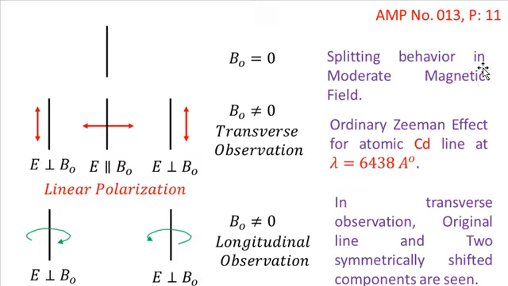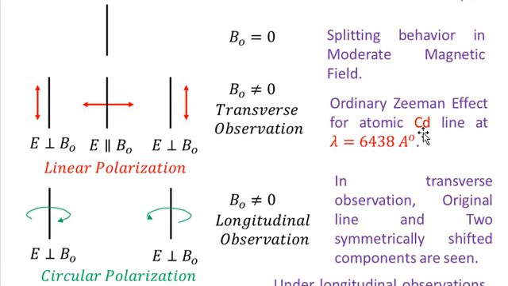So splitting behavior in moderate magnetic field is shown over here. And here we are using the ordinary Zeeman effect for the atomic cadmium line at lambda equal to 6438 angstrom. The spectrum that we are showing was recorded using atomic cadmium atoms. Here you see that there is one line in the absorption. This is the absorption spectrometer. That's why you see a black line over there, because the line is missing.